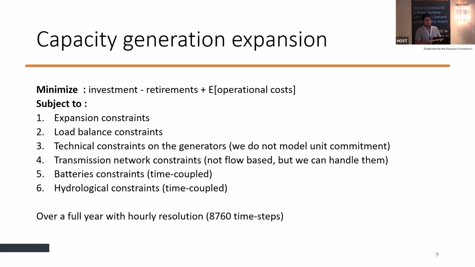So this problem is a standard capacity generation expansion problem. Here in the objective function, what we would like to do is to minimize the investment costs. We would also like to maximize the savings that we are going to obtain for retiring capacity. And we also would like to minimize the operational costs of the system. Now, note here that in the operational costs, we have an expected value operator.